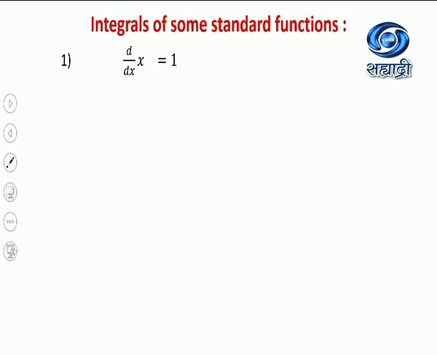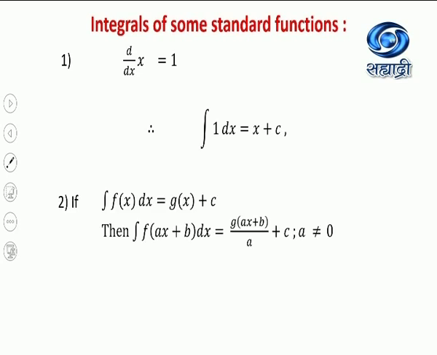Derivative of x is equal to 1. We all know that. So by definition, integration of 1 dx is equal to x plus c. Note here that integration of a constant is x plus c. If integration of f of x dx is equal to g of x plus c, this is one important result, then integration of f of ax plus b dx is equal to g of ax plus b upon a. Here, instead of x, we have replaced it by ax plus b. So in the answer, we are going to write the same integration and then divide it by the coefficient of x. So in all the formulas, we are going to see that.